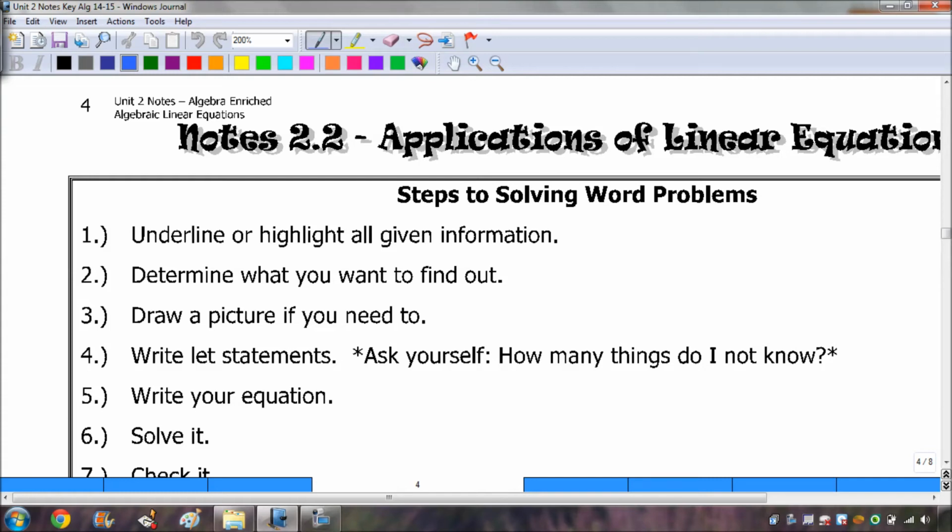All right, notes 2.2 are on applications of linear equations. And what we need to do is, whenever we solve word problems, if we follow the following steps, it'll make things so much easier for us.